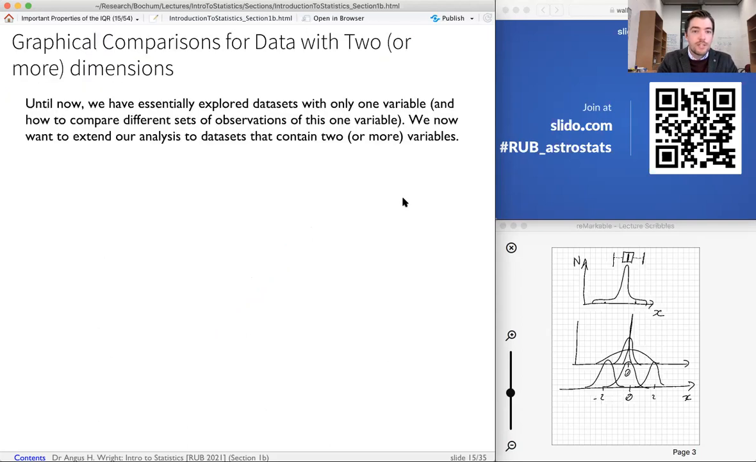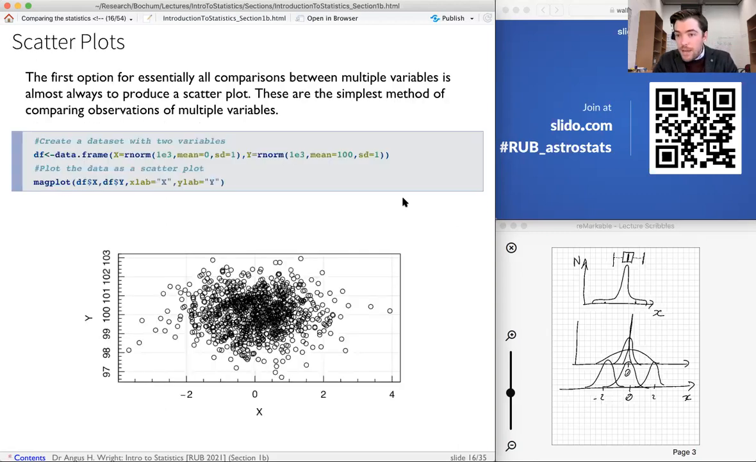Great. I hope that's been clear. We're now going to leave comparisons of distributions of one variable behind, and we're going to start looking at distributions of two variables or more. And the primary way that you compare distributions of two variables, so how do I compare observations in X and Y, is by plotting what's called the scatter plot, that you've all absolutely seen at some point, because I plotted it in the last 2 weeks.